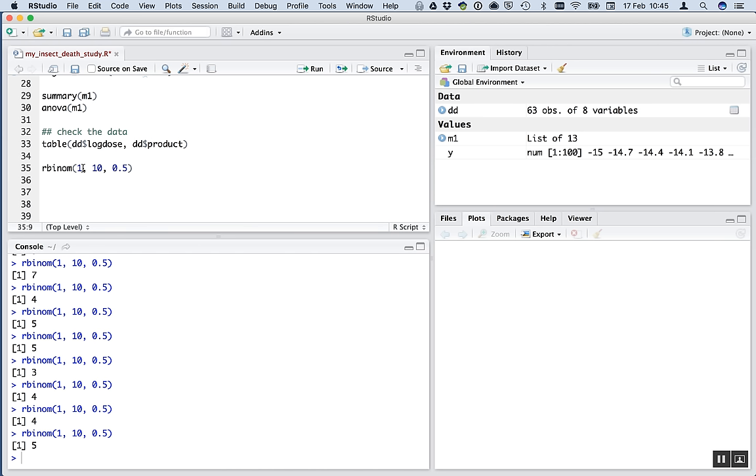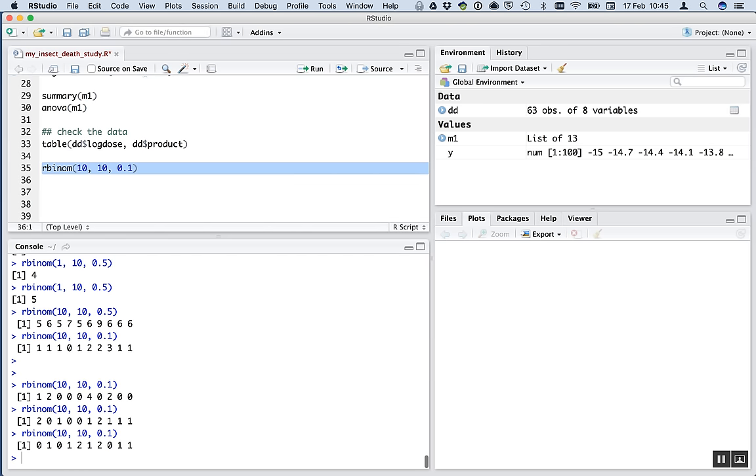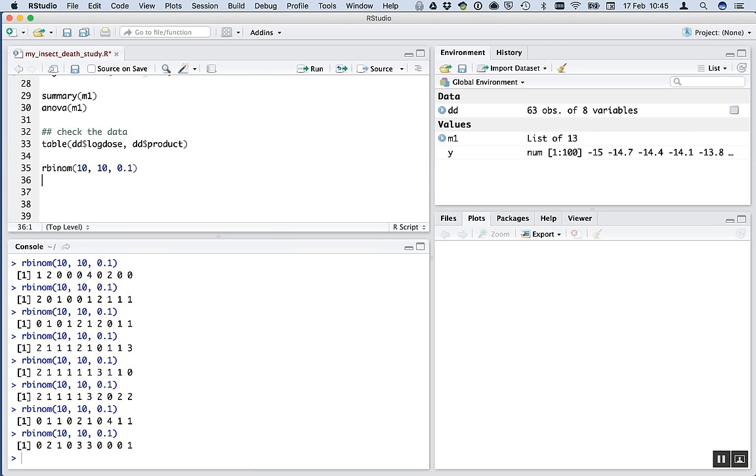Now, if we increase this number, say make this number 10, this is like tossing a coin 10 times, doing that 10 times over. So we can run that line, and there we see, we got 9 there, which is equivalent of a 1. So here we can see the results of those 10 lots of 10 trials. If we change this number to 0.1, then we get a much lower number of heads coming up. So that's a kind of binomial distribution.